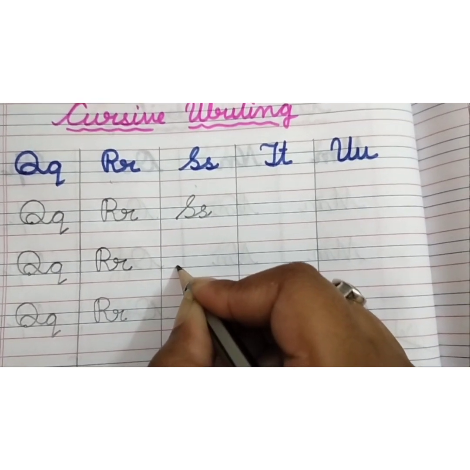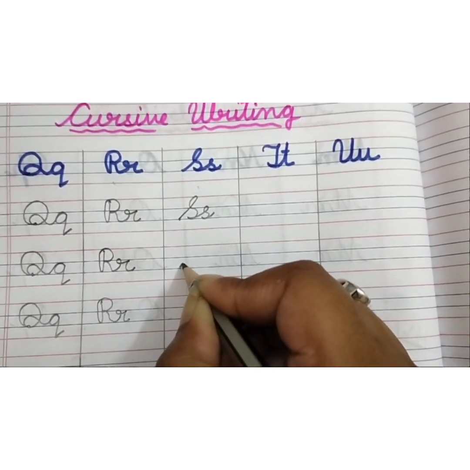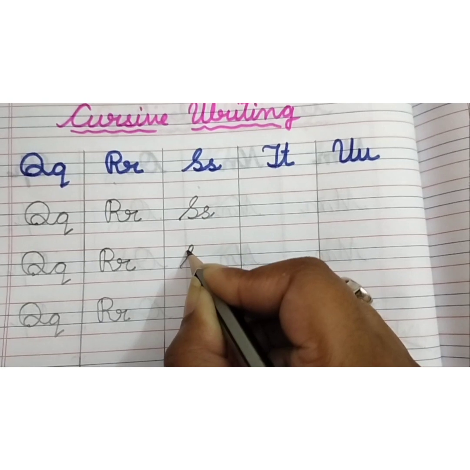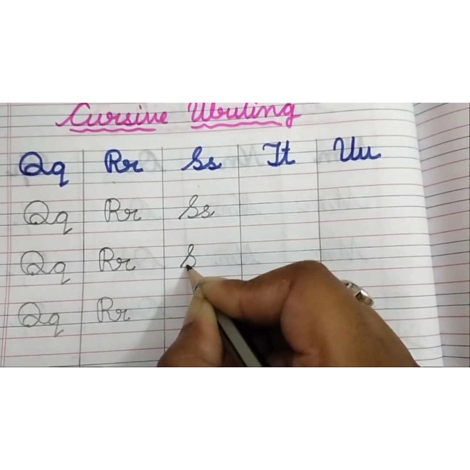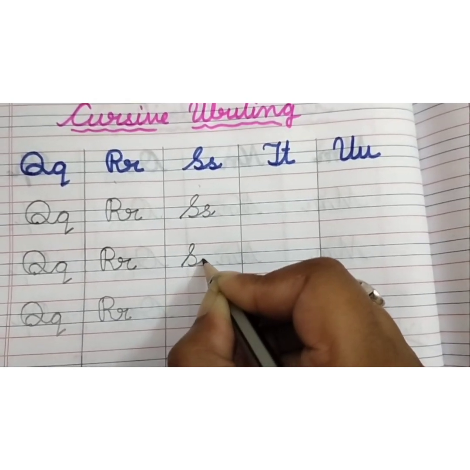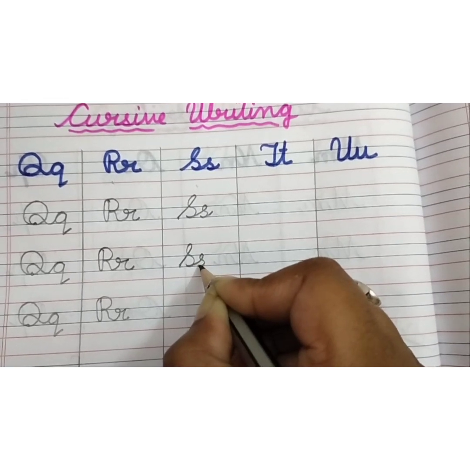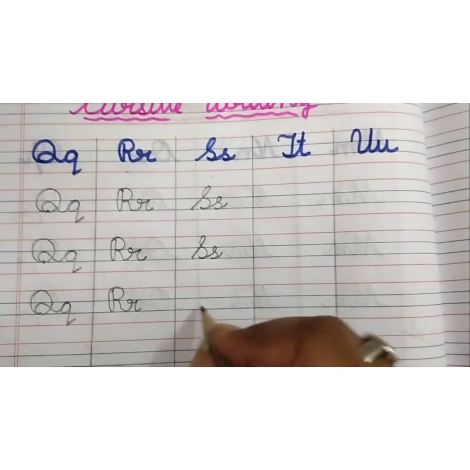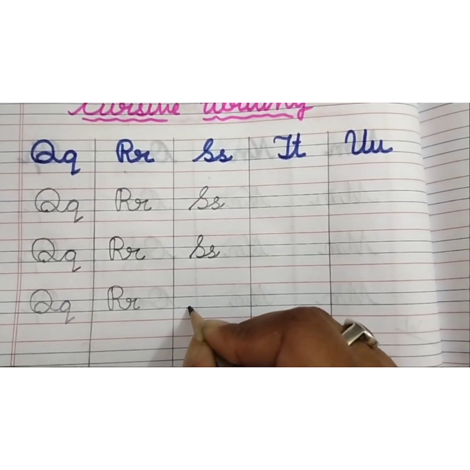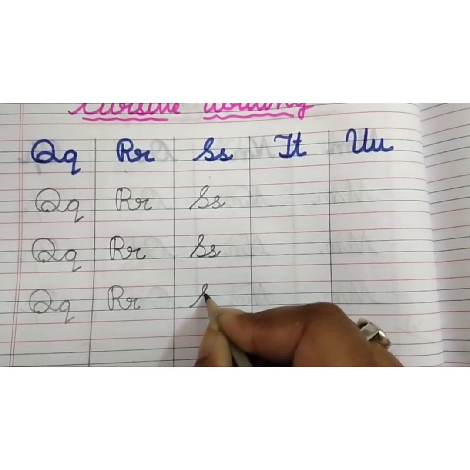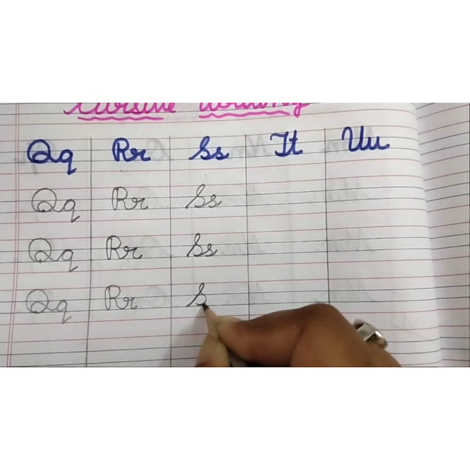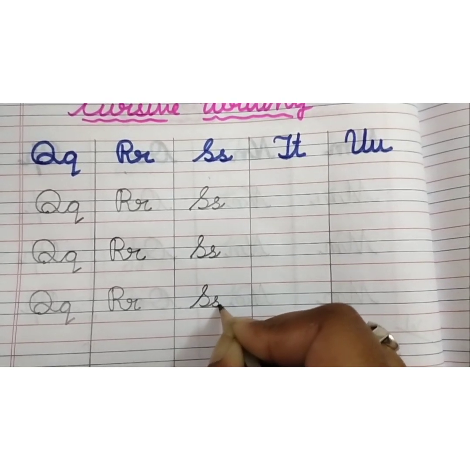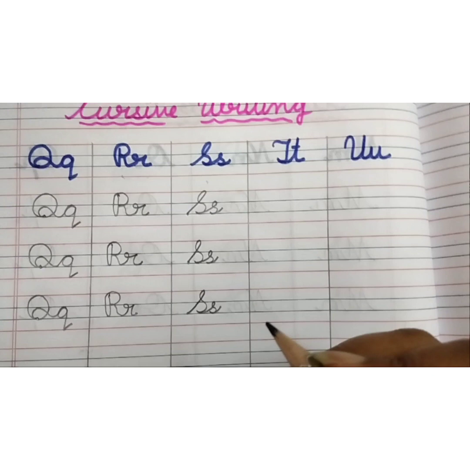Again I am showing you, this is our starting point. From here we will go up to the red line. We will come down to this blue line and we will join, and within these two blue lines we will write small letter S. Again I repeat, please follow. So in this way we will write S.